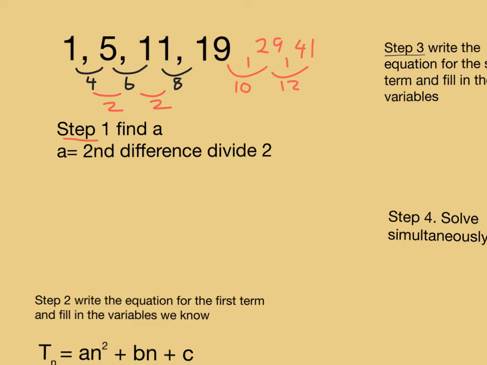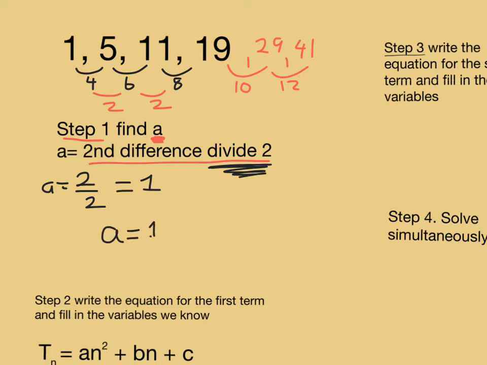So the first step here, step 1, find A. Now A in this sense, before we said A was the first difference. A is going to be the second difference divided by 2. And it will always be divided by 2, always. So what we are going to have is 2, so A is equal to 2 divided by 2, which gives me 1. So it's always going to be divided by 2, always. So now we found that A is equal to 1.